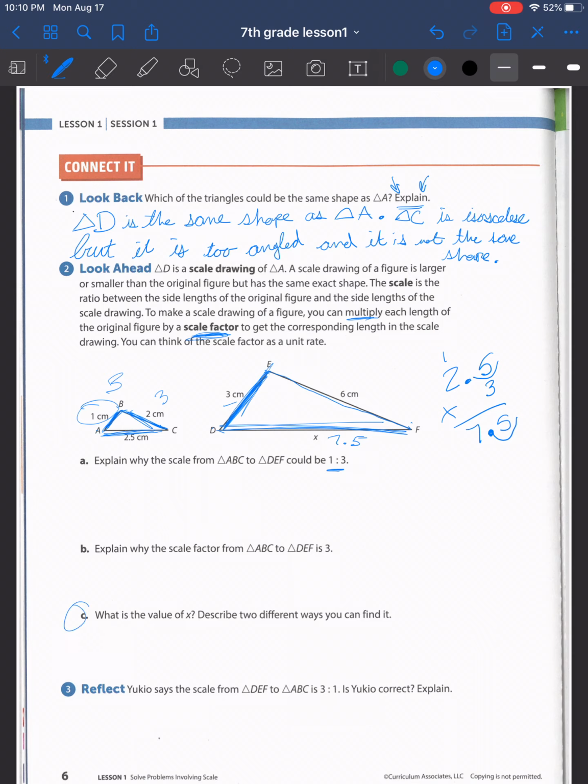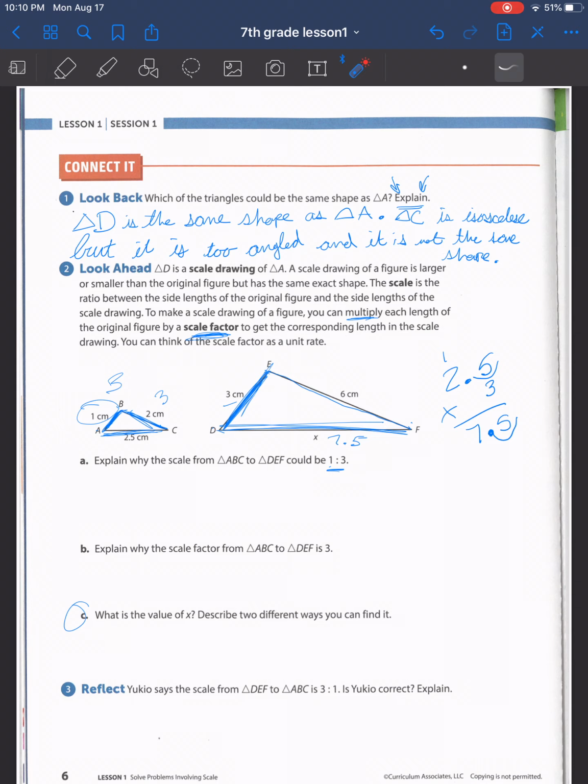So why could the scale be 1 to 3? Remember how I said that we could also write them as fractions? Could I compare this side, oops, here, let me get my laser pointer, could I compare this side to this side? I could. And I could also write them as a fraction. I could say 1 over 3. Or I could write them as a ratio 1 to 3.